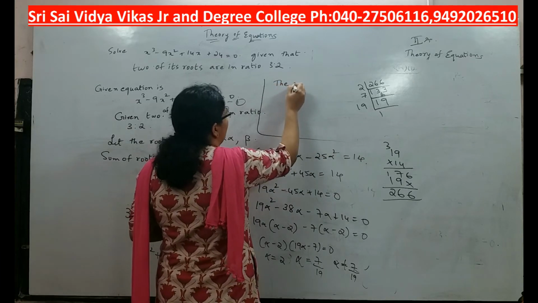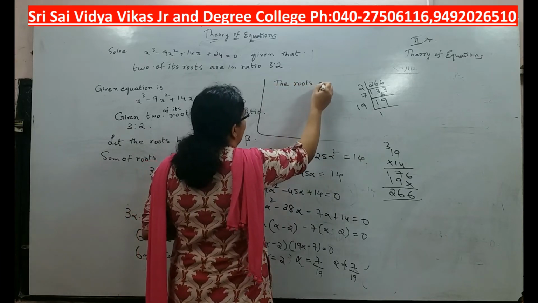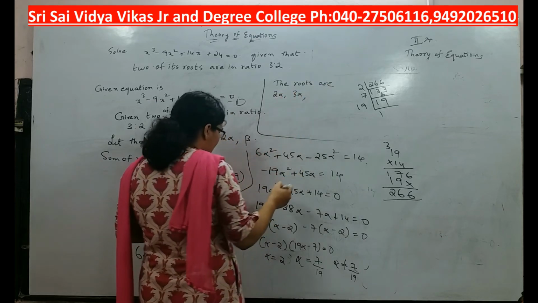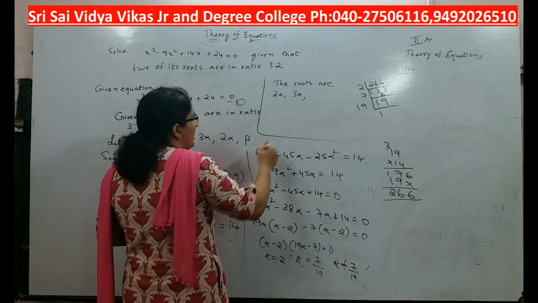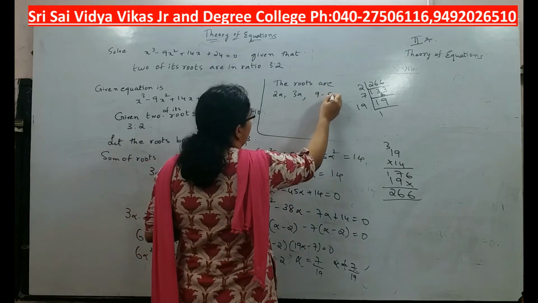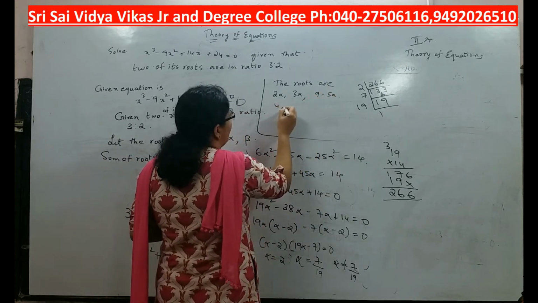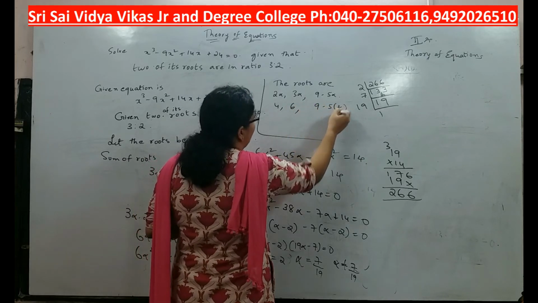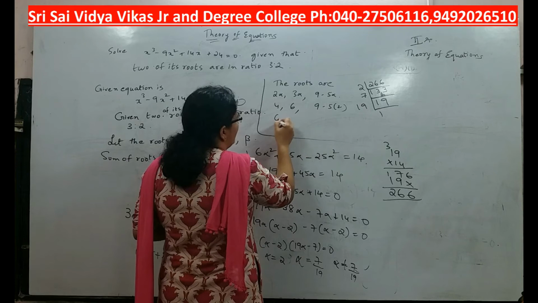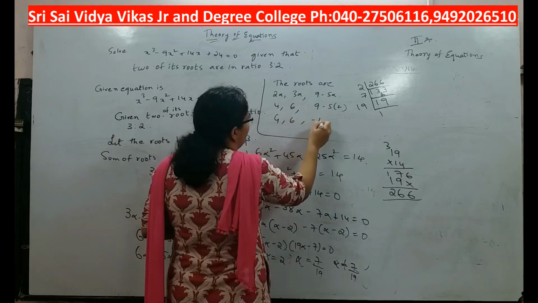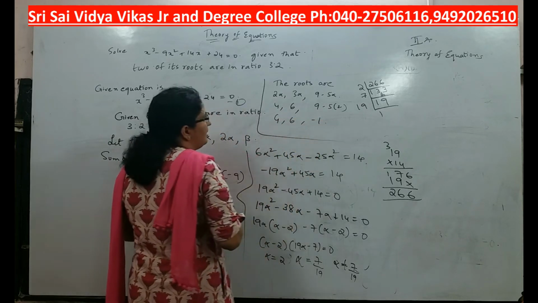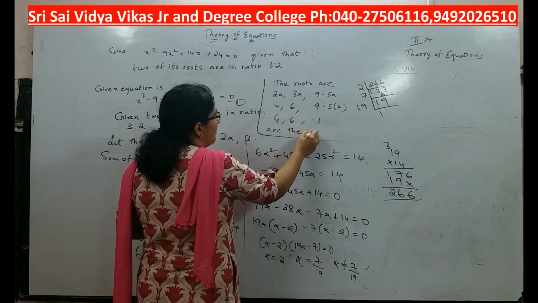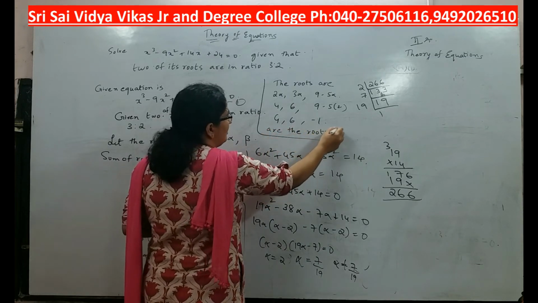The roots are 2 alpha, 3 alpha and 9 minus 5 alpha, that is 4, 6, and 9 minus 5 into 2, which is minus 1. So 4, 6, minus 1 are the roots of the given equation.